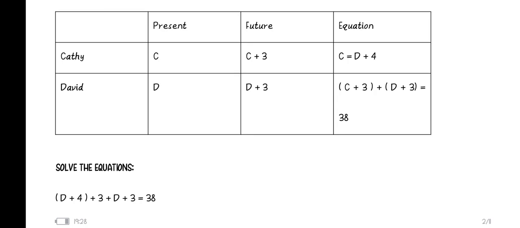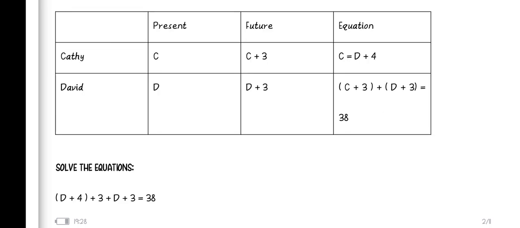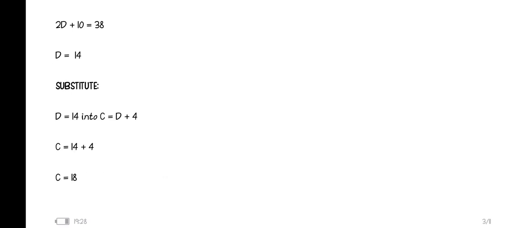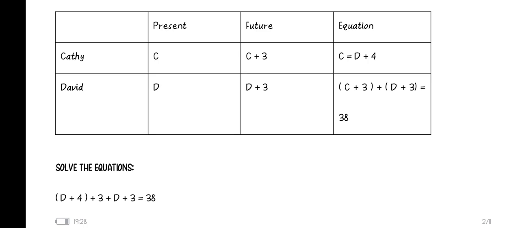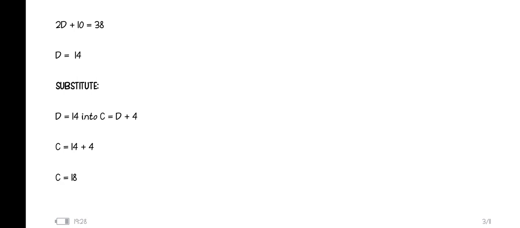So to simplify, we have an answer here. 2D plus 10 is equals to 38. Why 2D? Because we add the like terms here, which is the 4, 3, and 3, which becomes 10. And since we have D, so it becomes 2D. So 2D plus 10 is equals to 38. So our D here is equals to 14.